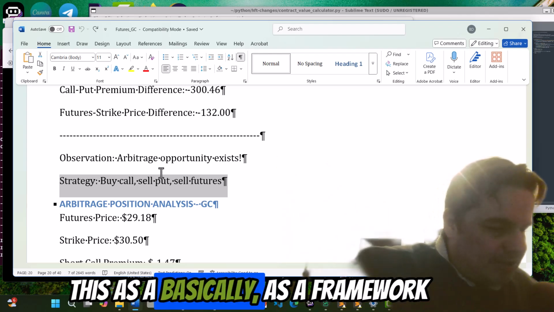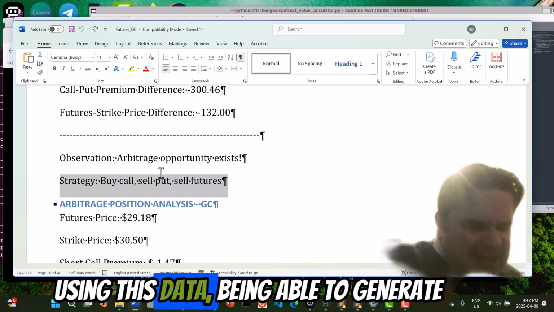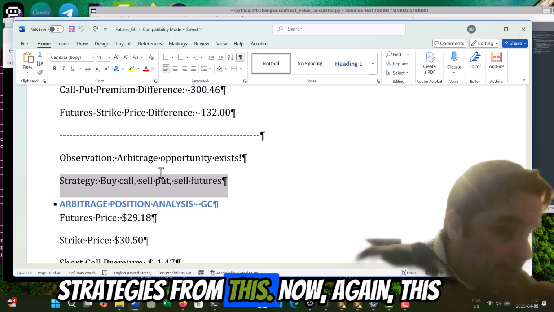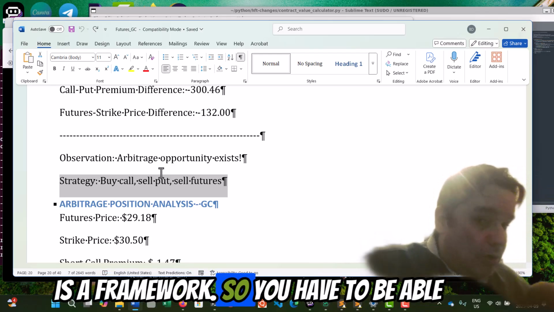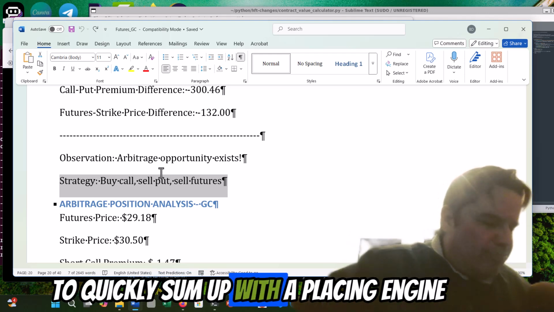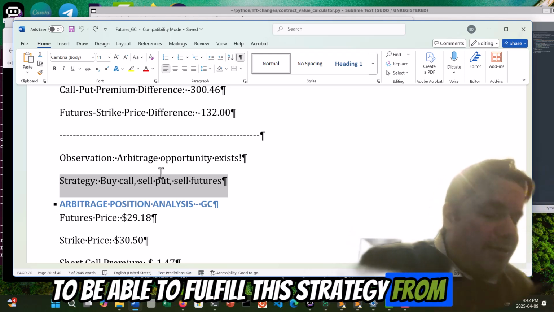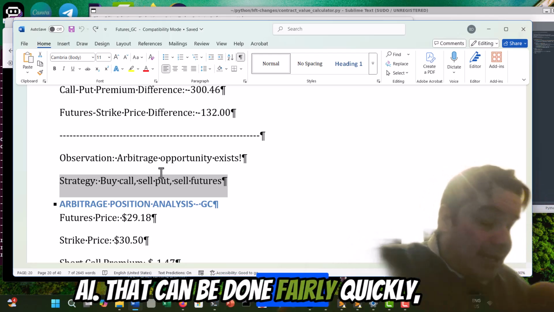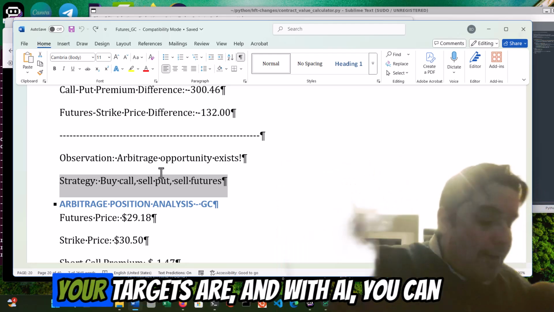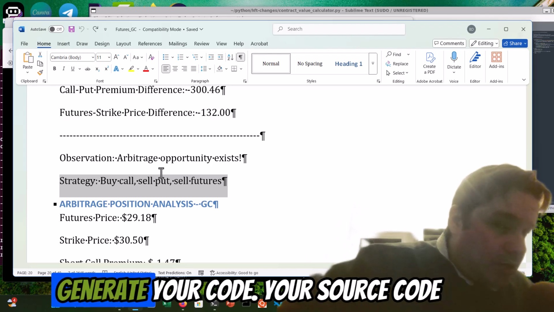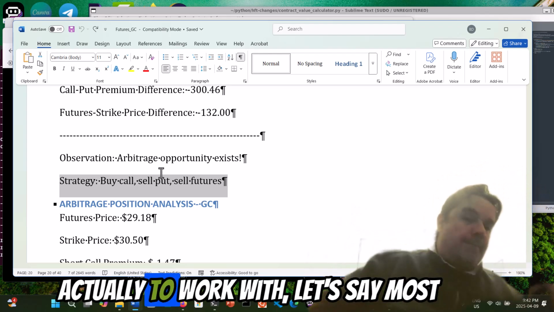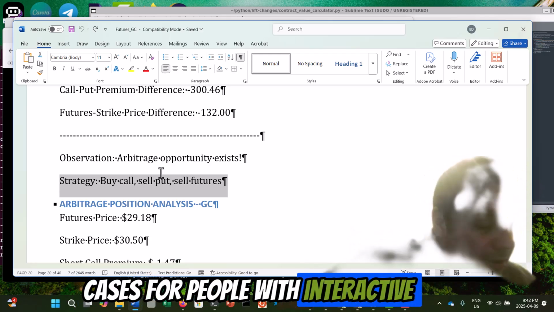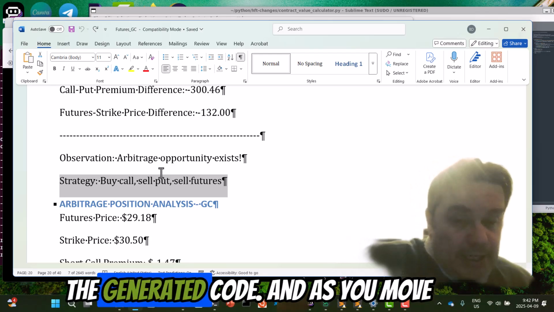We're using this basically as a framework, using this data and being able to generate strategies from this. Now, again, this is a framework, so you have to be able to quickly come up with a pricing engine to be able to fulfill this strategy. From the coding perspective, with the help of AI, that can be done fairly quickly, knowing what you want, knowing what your targets are. And with AI, you can generate your source code, actually, to work with, let's say, in most cases for people with an Interactive Brokers API, be able to plug that in with the generated code.